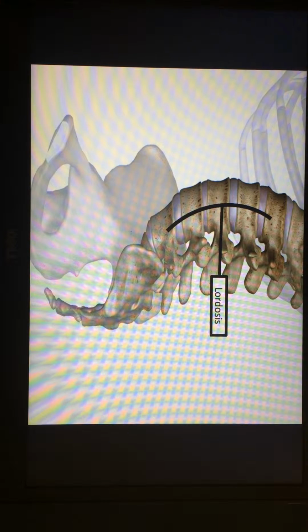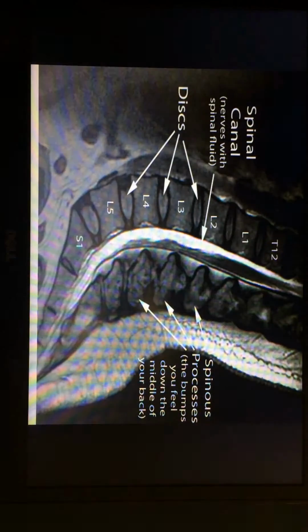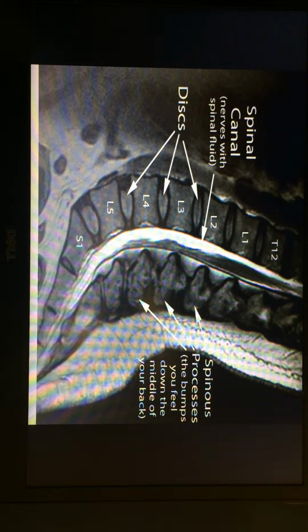The lumbar spine's normal curve is known as lordosis. The spine is designed to be incredibly strong, protecting the highly sensitive spinal cord and nerve roots, yet flexible enough to provide the many different motions that are required to walk, run, bend, and rotate.